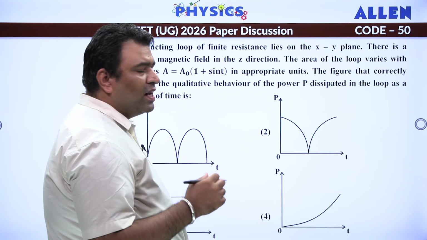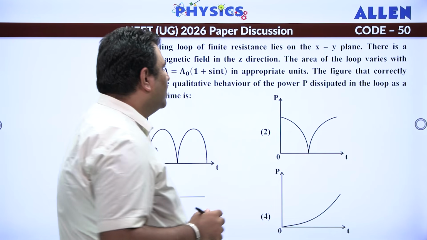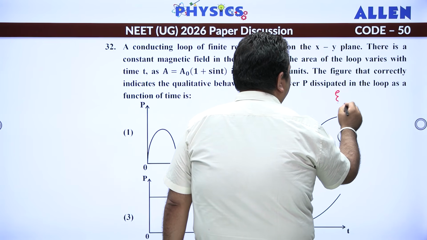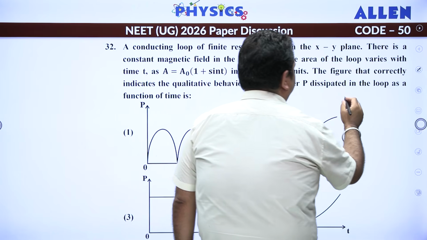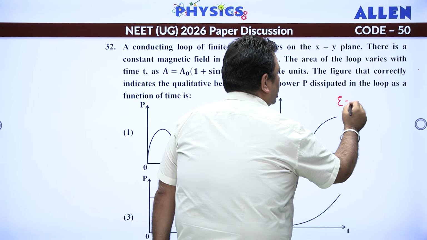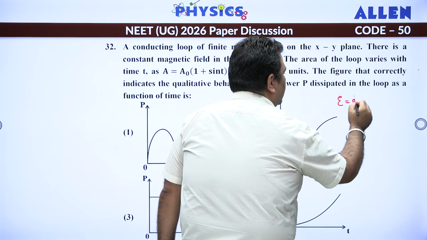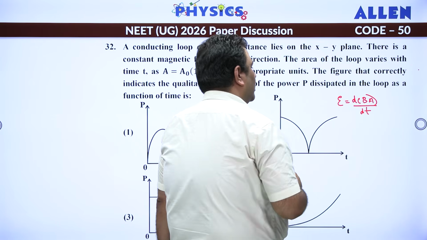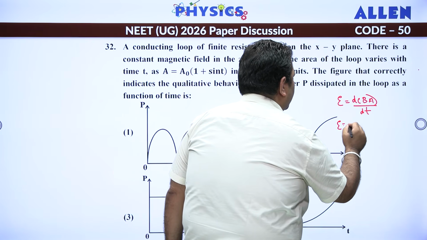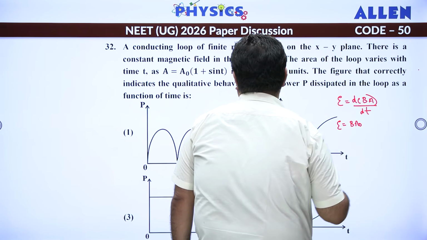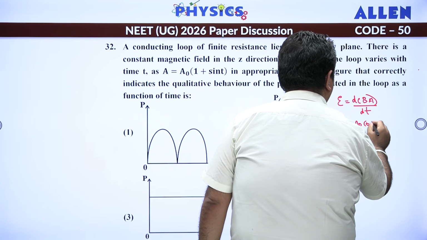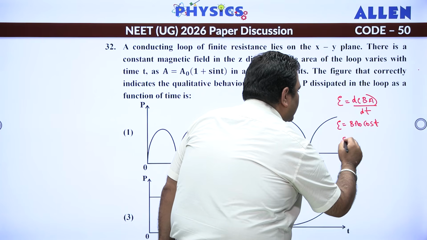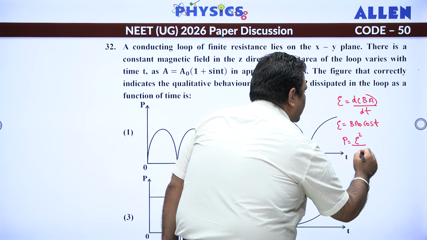First of all, it is based on electromagnetic induction, right? Since it's based on electromagnetic induction, we will find out the EMF for this question first. So EMF can be written as d(BA) by dt. What does it come out to? EMF will come out to be B A naught cos t. Right? Now the power can be written as E square by R.